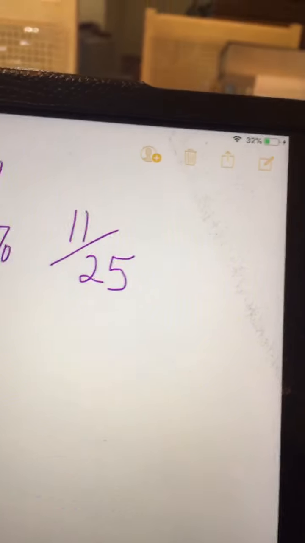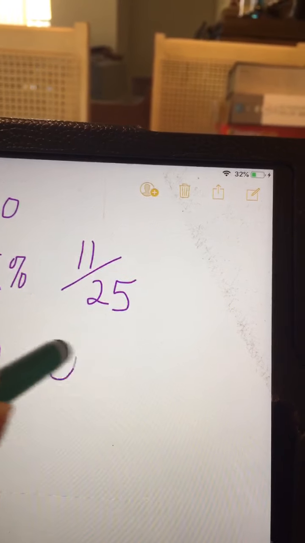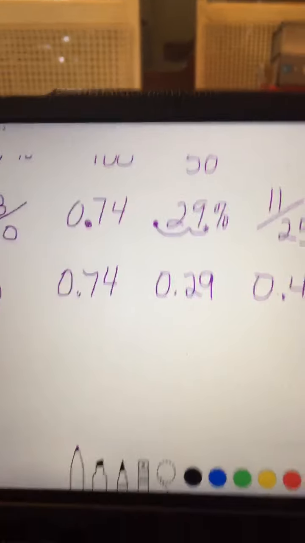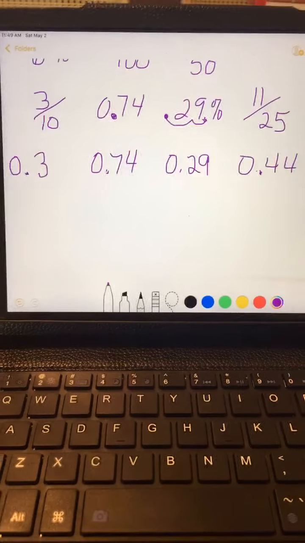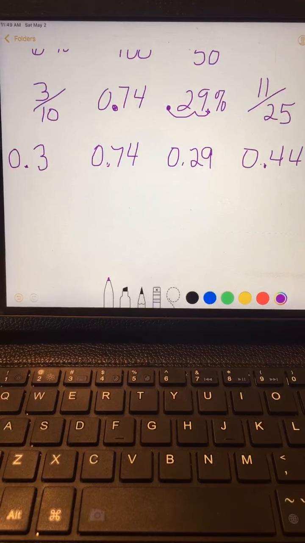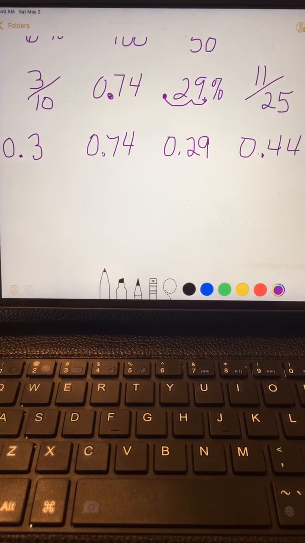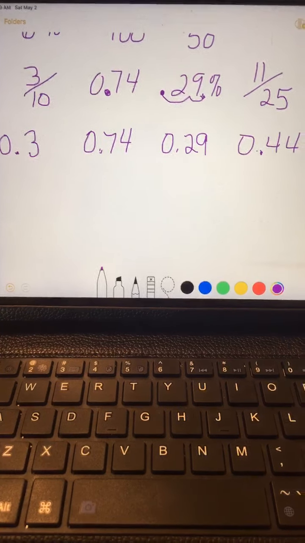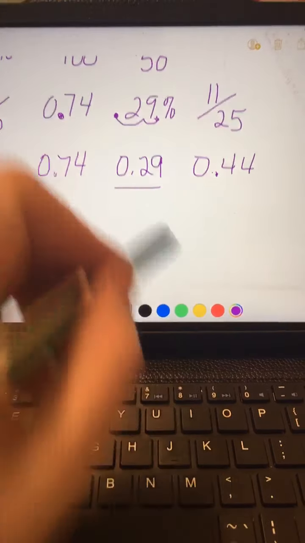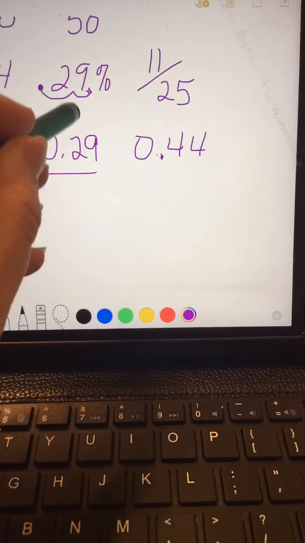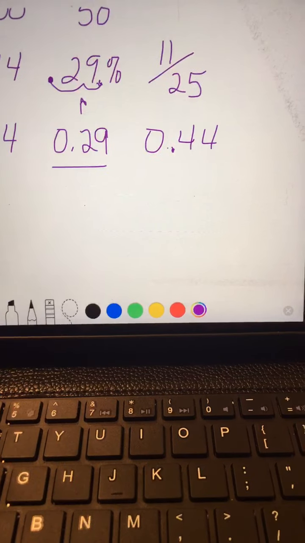And you should have 0.44. Okay, now you can see all of them. We have 0.3, 0.74, 0.29, and 0.44. Which one is the least? This one, right? So on your paper, you would write down it was the 29%.